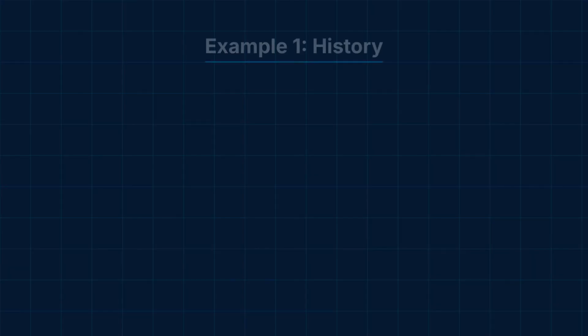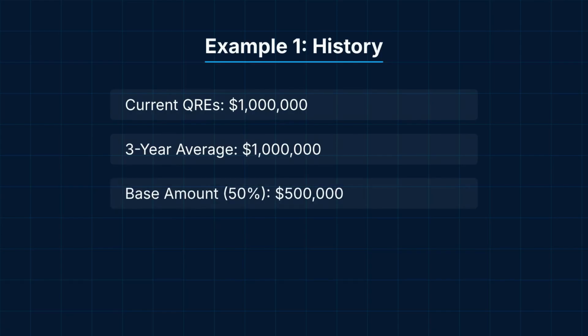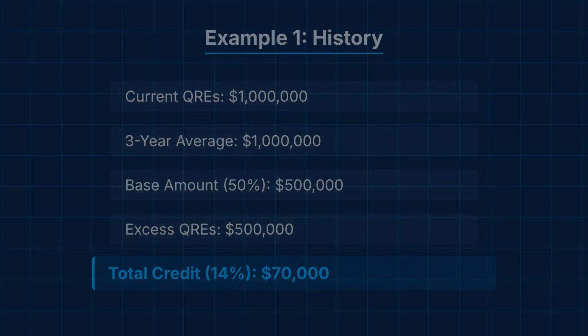Let's look at a practice example. Imagine a business with $1 million in current QREs and a $1 million average over the 3 preceding years. The base amount is 50% of the average, which is $500,000. Subtracting that from the current $1 million gives $500,000 in excess. At 14%, the total credit is $70,000.